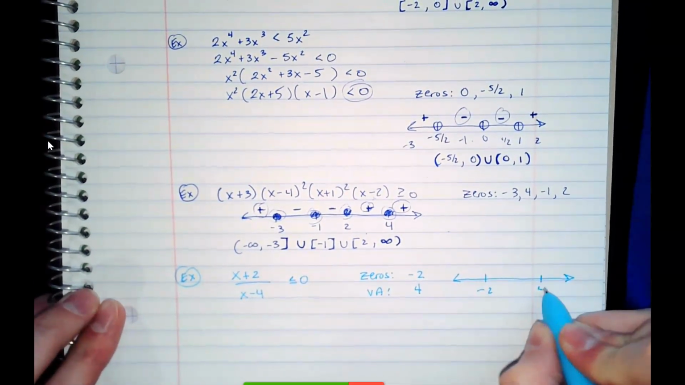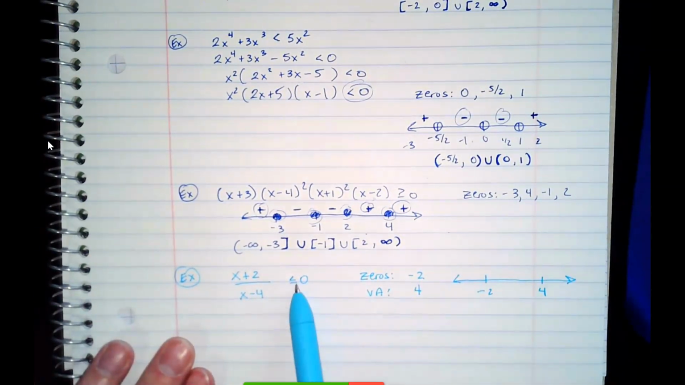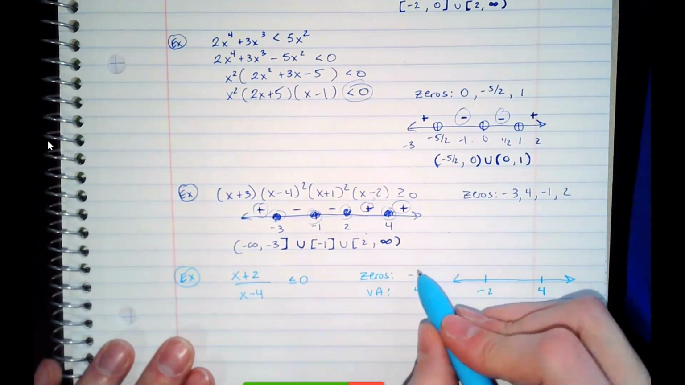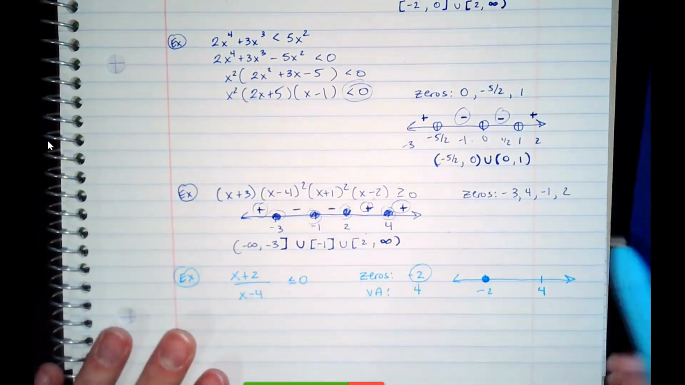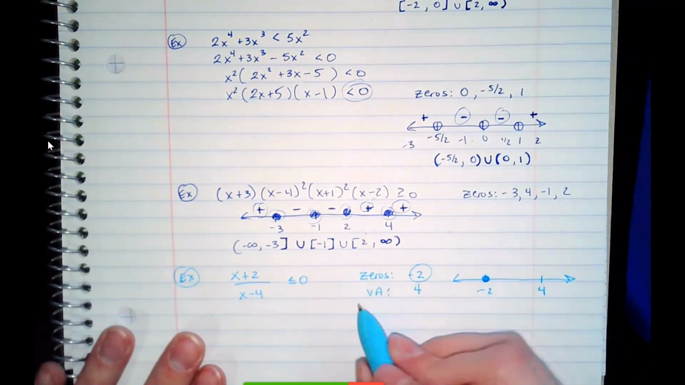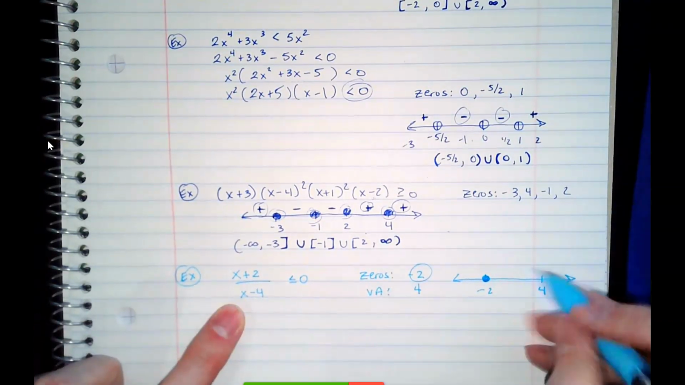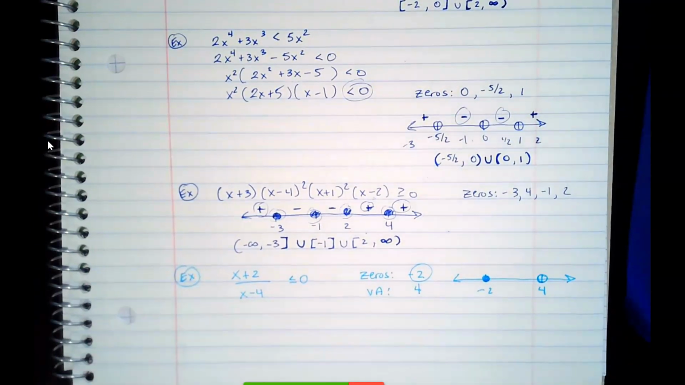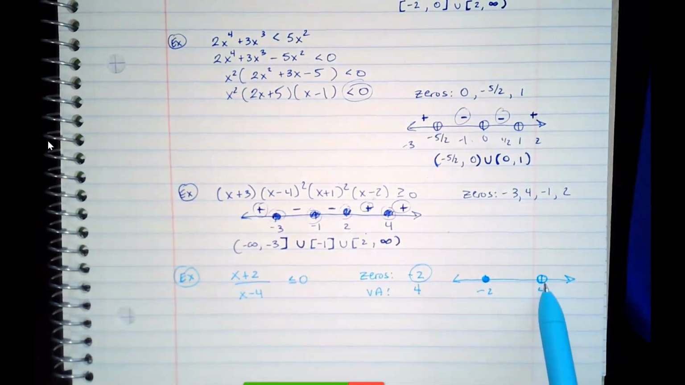Now, here's the thing that is really confusing about these. We want less than or equal to 0. So we include the 0 because that's a number that makes it equal to 0. So that's okay. But 4, we do not include. We never include vertical asymptote numbers because they're not in the domain. You're not allowed to plug in 4, so you can't include it in any answer that you get. It wouldn't make sense. So any vertical asymptote number, even if it has the or equal, has to have an open circle. We do not include that number.